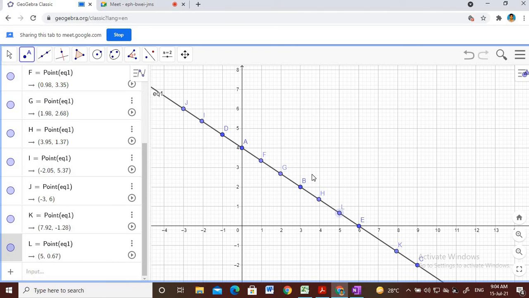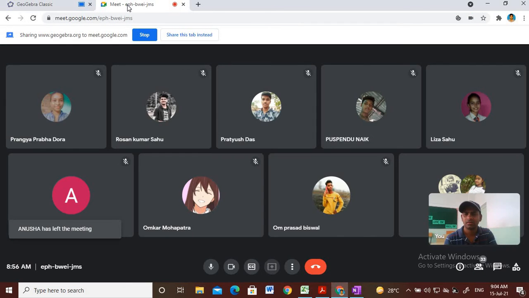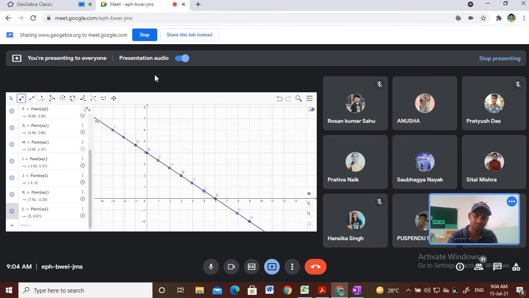Means first x is equal to 0, second y is equal to 0. So 0, 4 and 6, 0 are 2 solutions of this equation. So joining the 2 points, you will get the line. And also where the line is intersecting a coordinate axis, you can give the answer directly.